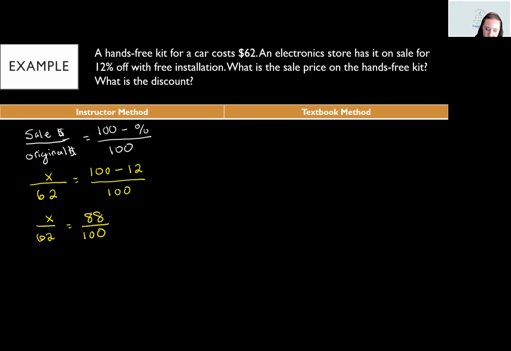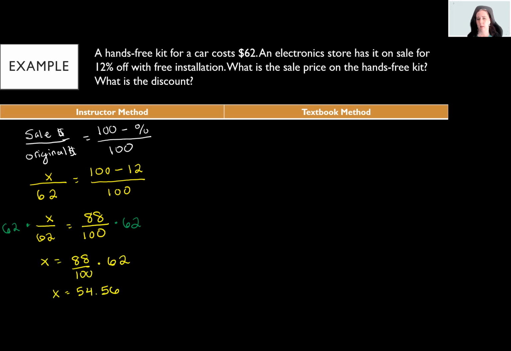I'm going to multiply both sides by 62 so I can get rid of that denominator, and then we can do our math all in one step with the calculator. So x is 88 over 100 times 62. Just divide 88 by 100, then multiply by 62, and we get 54.56. This is money, so 2 decimal places make sense.